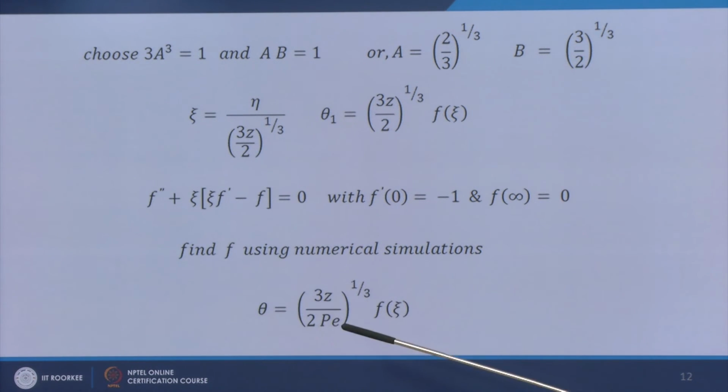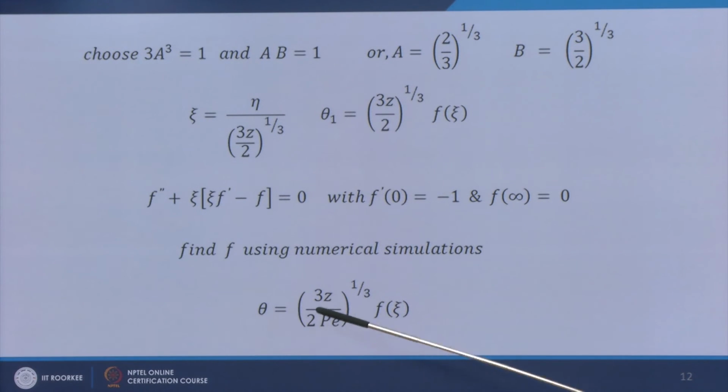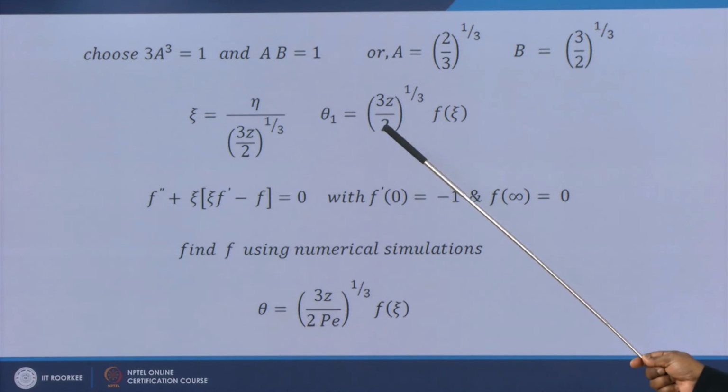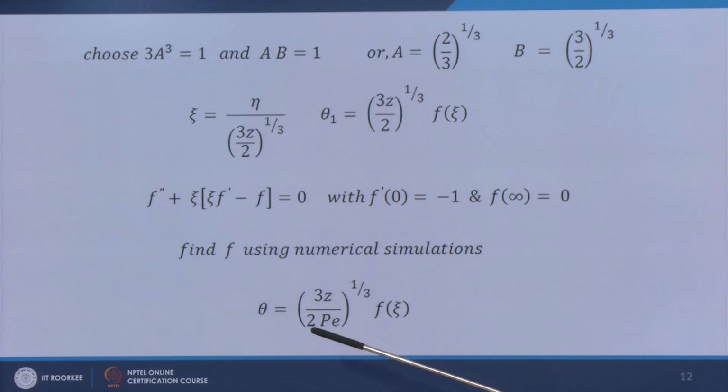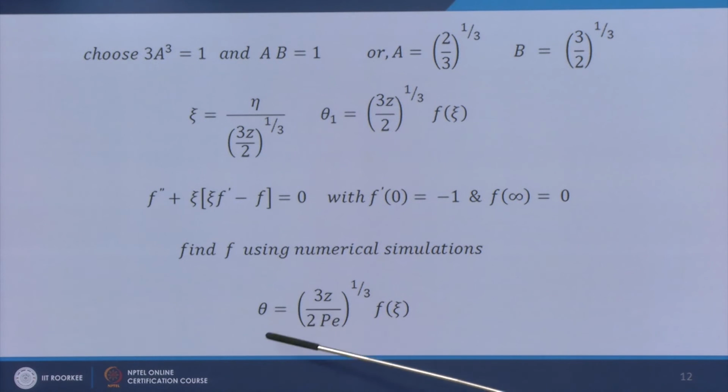And if you try to get back the value of theta, as we have taken the equation over here, from theta 1 we can go back to theta, as theta is nothing but Peclet number to the power minus 1/3 into theta 1. So if you go back there, theta becomes 3z by 2 Peclet number to the power 1/3 into f. So once you get the value of f by numerical simulation, then you can get the temperature distribution, non-dimensional temperature distribution theta in this fashion.